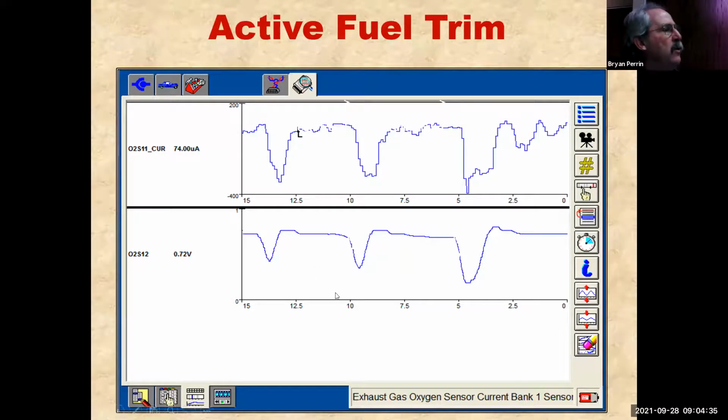So who's the computer looking at? The rear sensor. It moved first. That means that what? This car has rear fuel trim. When you see the rear sensor move before the front, and the front is correcting because now we're adding more fuel so that we can bring this back up, guess what the computer was looking at? The rear sensor. That's what the computer cares about.